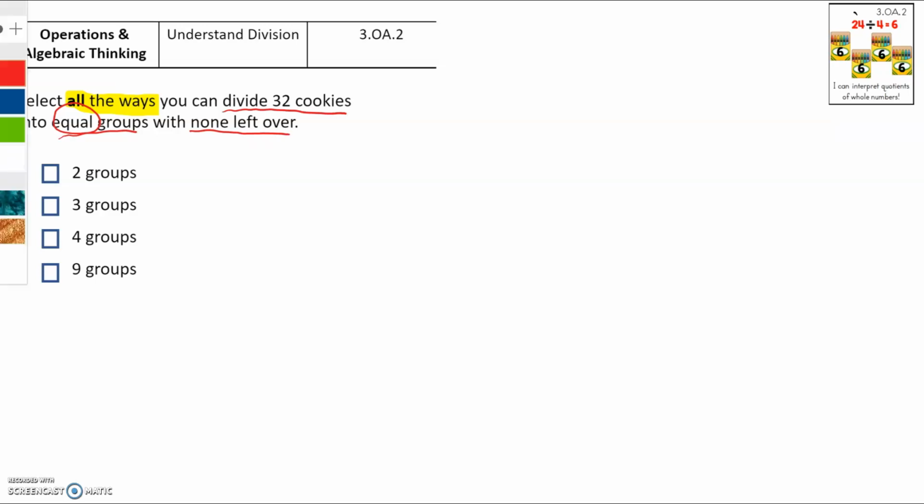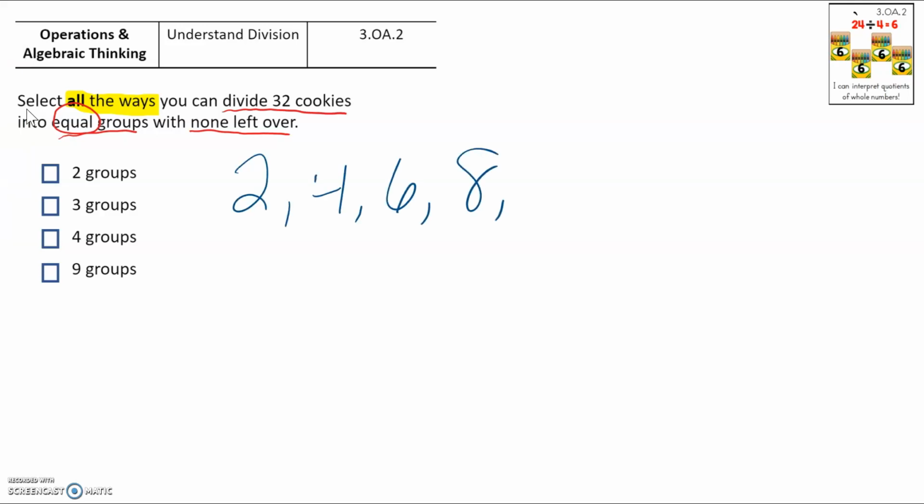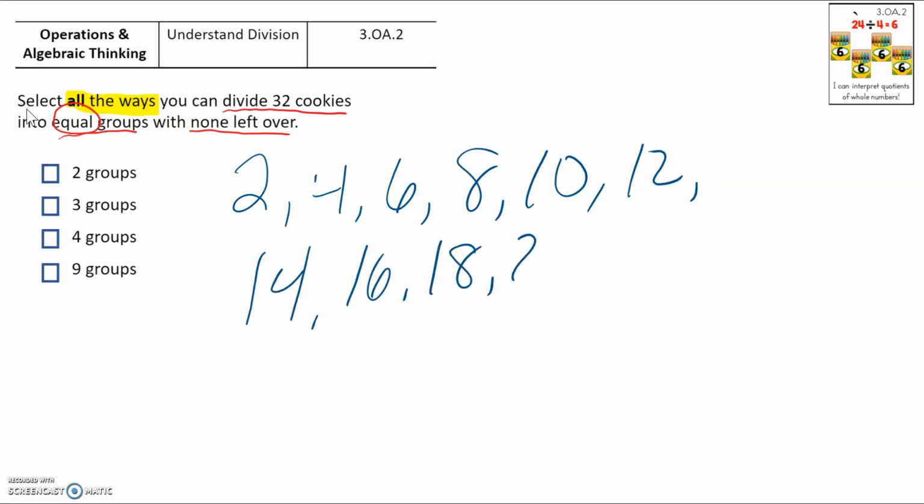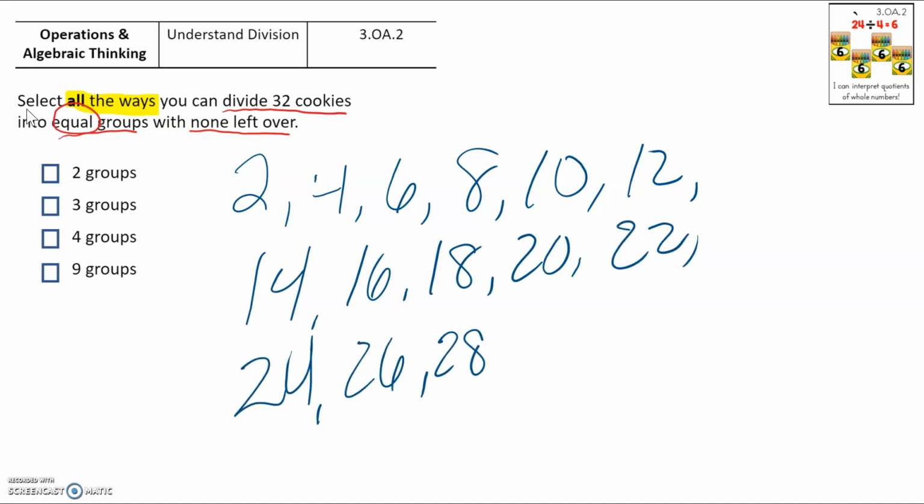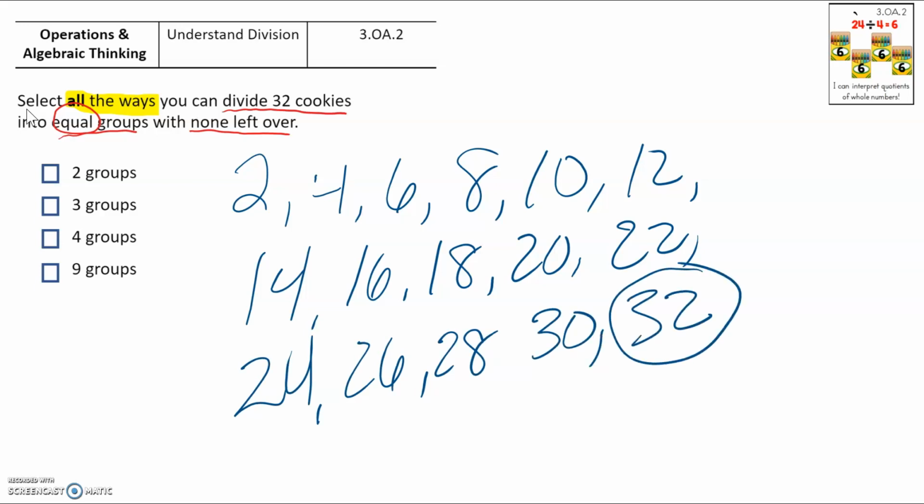Our first one we're going to look at is 2 groups. Today I'm going to look at not drawing my pictures. I'm going to actually do skip counting. So I'm going to count by 2s. 2, 4, 6, 8, 10, 12, 14, 16, 18, 20, 22, 24, 26, 28, 30, 32. Oh, there's my 32. So by skip counting, I can find out that this can be divided evenly by 2.